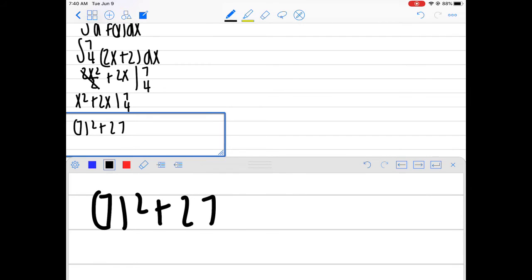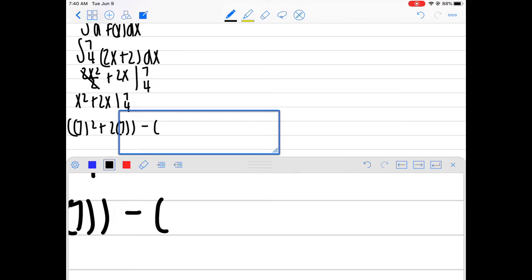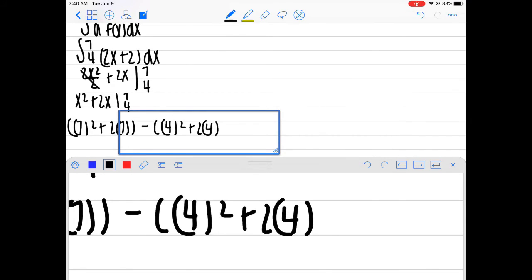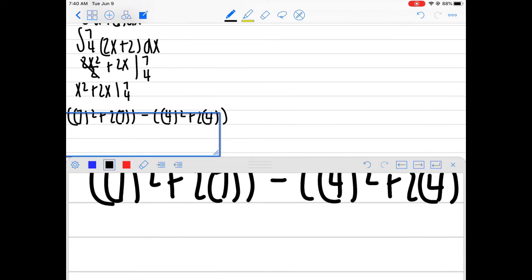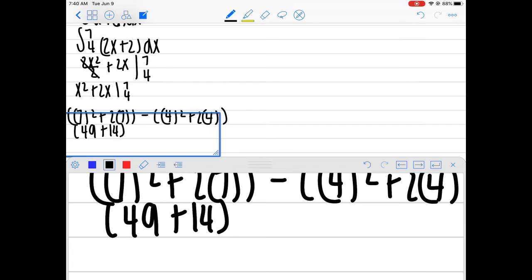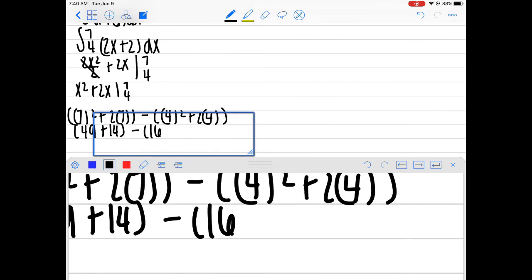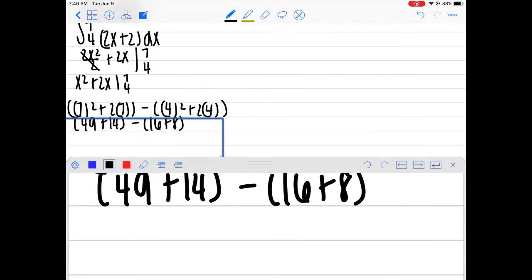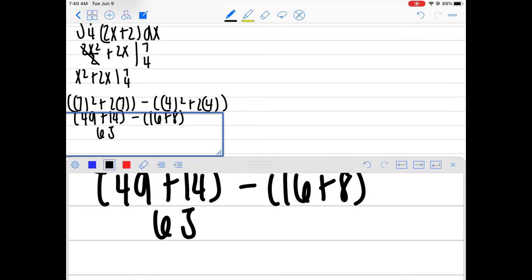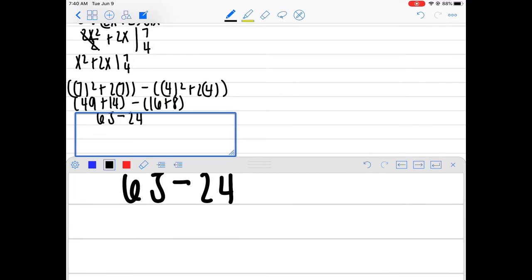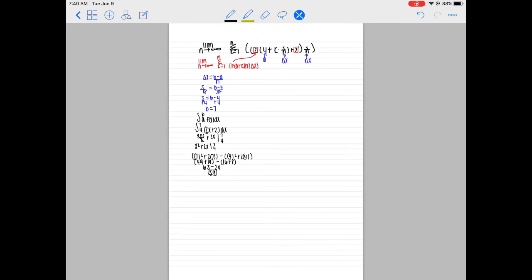Then we're going to be using the fundamental theorem of calculus, and f of b will be 7 squared plus 2 times 7, minus f of a, which is 4 squared plus 2 times 4. That's going to leave us with 49 plus 14 minus 16 plus 8, which is going to be 63 minus 24, which will be 39. And that is it for the second example.